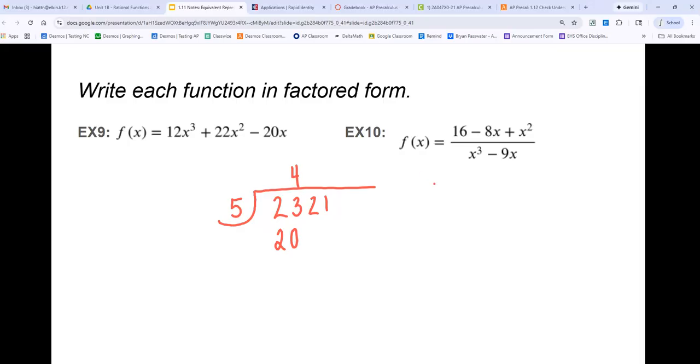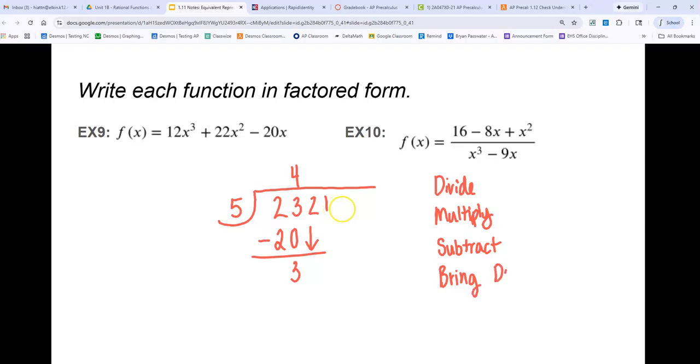So our steps are divide, multiply. That's what we just did. Then what do we do next? Subtract. We get 3. And then what do we do after that? Bring down. And we just go through that process over and over and over again.